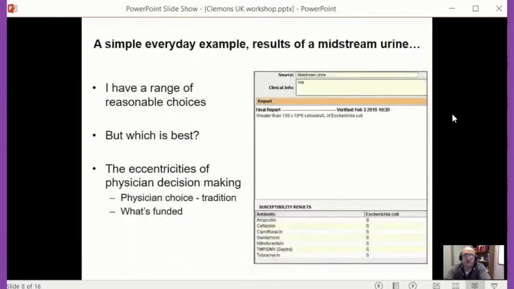A simple example that I like to use is the fact that if I get the results of a midstream urine, and all of us get these results most days, it shows us E. coli. You have a choice of antibiotics to give, but which is the best? And we almost never know the answer. And this is what we term the eccentricities of physician decision-making processes. The physicians tend to use the one they're used to using, and sometimes they'll base their decision on what's funded. Rarely is it based on actual evidence comparing these different antibiotics.